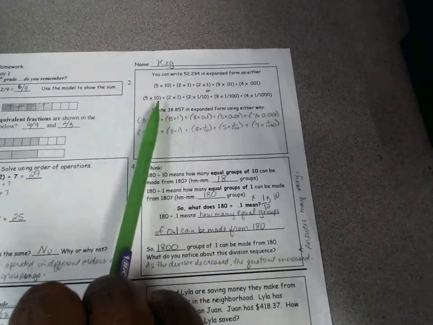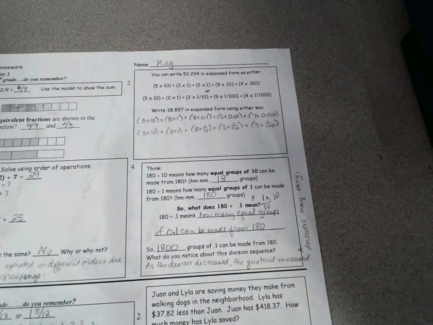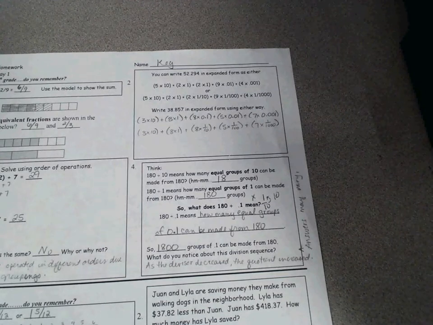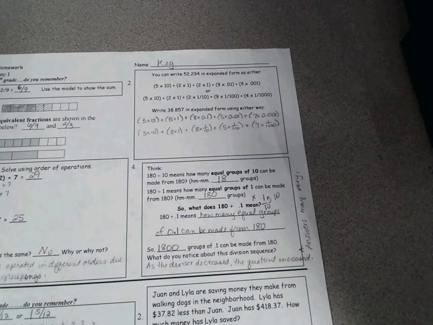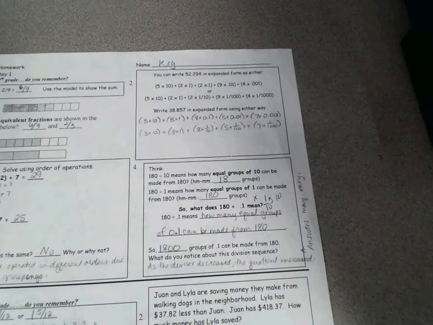Next one, we are writing digit times the place value. So on the bottom, you should have done 3 times 10 plus 8 times 1 plus 8 times 1/10 plus 5 times 1/100th plus 7 times 1,000th. Remember, you could use either one.